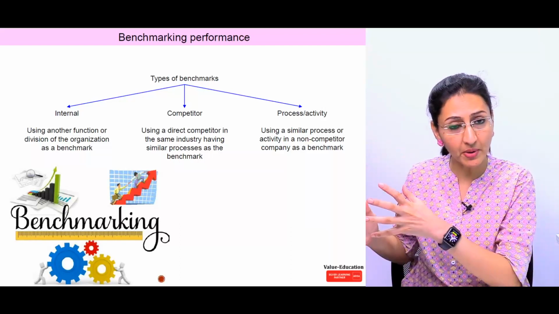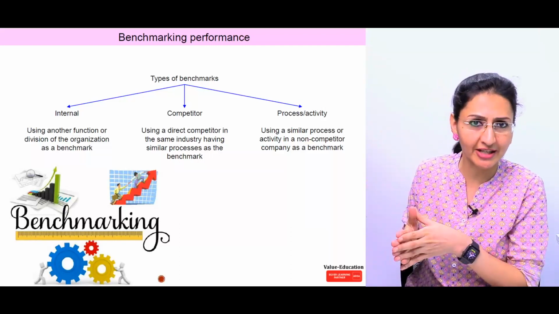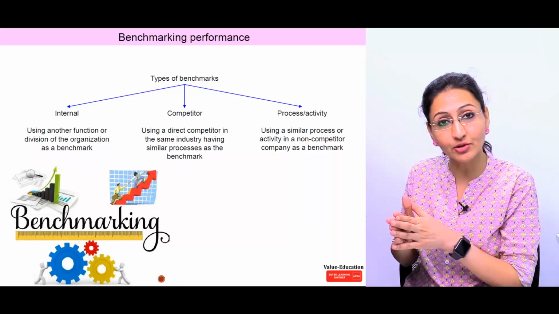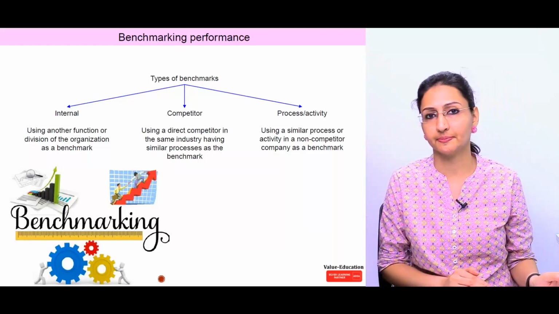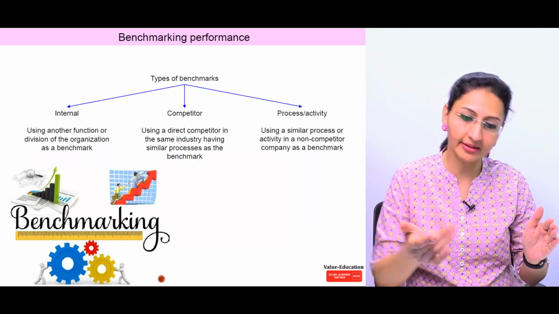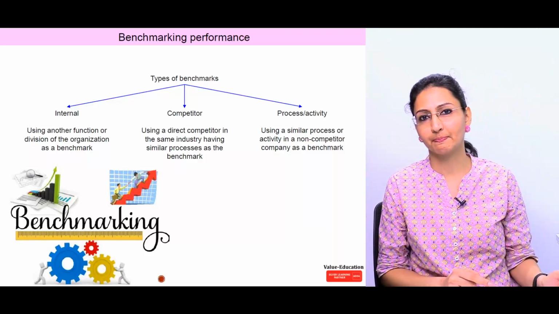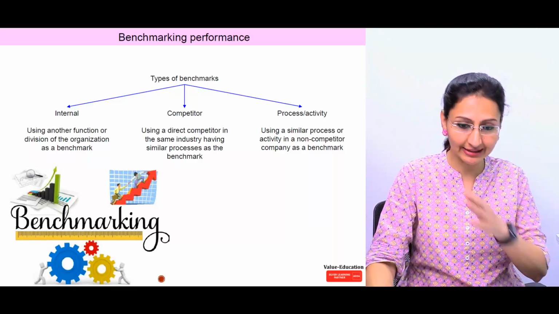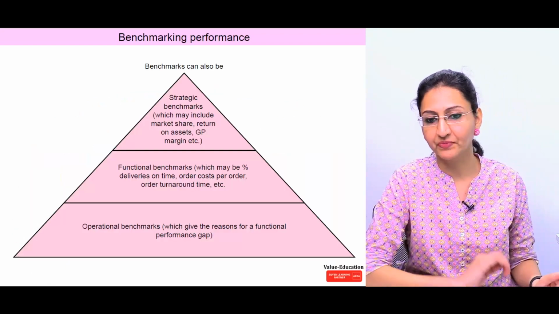So for a benchmarking to become an activity or process benchmark, it has to belong to a non-competitor. He should not be your competitor. The moment he is a competitor, then it is a competitor benchmark. So be very careful with this. These are three different types of benchmarking.